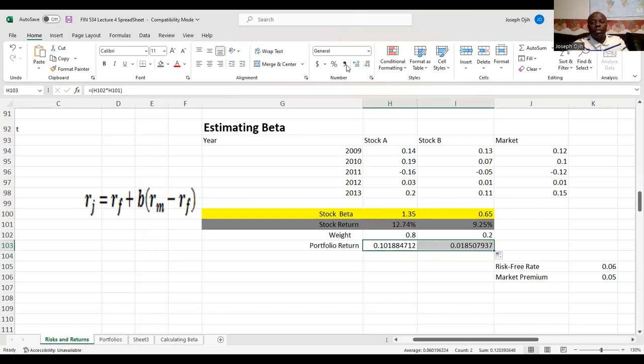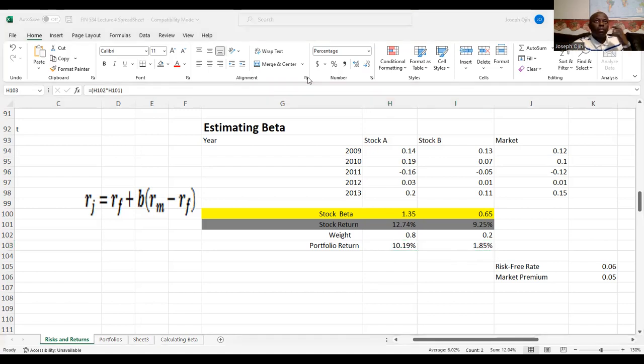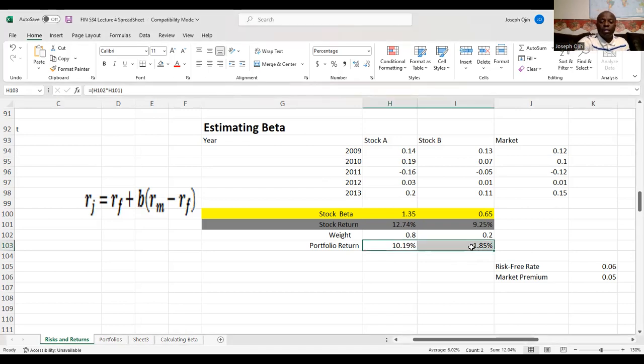So, and that will be, the portfolio return for A will be 10.19%, and B will be 1.85%. You can also see it here. Matter of fact, I think I screwed up there. So we don't need this one here. We don't need to do it separately for this one.